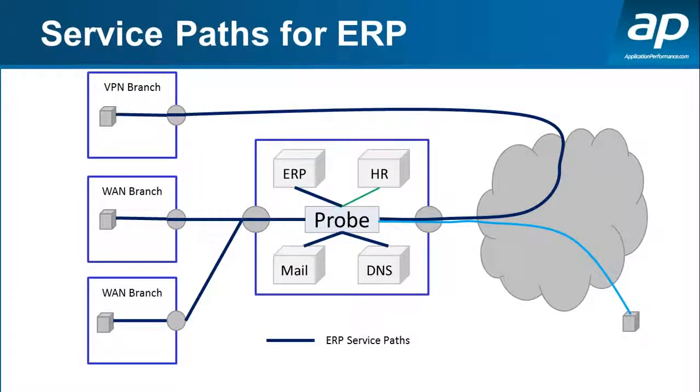So another example is a service path for an ERP. Essentially the only thing that's not included is HR. And there's no limit to the number of service groups that you can have for this system. And each path can be a member of multiple service groups.